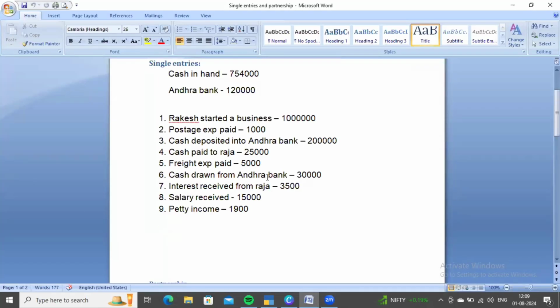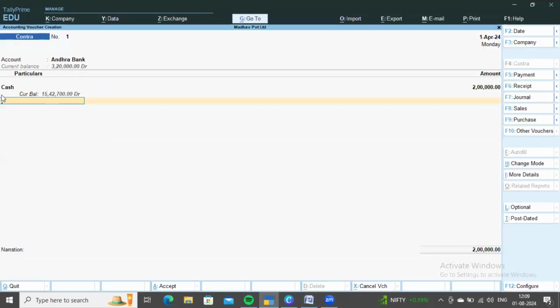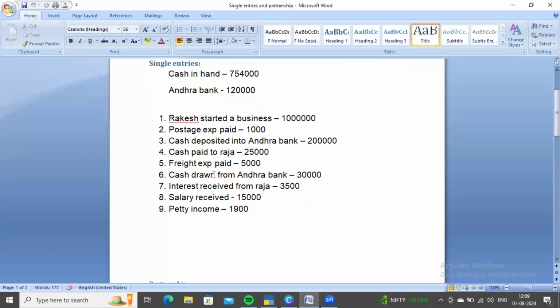Next, cash drawn from Andhra Bank. Here, this transaction is different from the previous transaction. In the previous transaction, we deposited cash in Andhra Bank. That's why we debited Andhra Bank account and credited cash account. But in this transaction, cash is withdrawn from Andhra Bank, so we need to debit cash account as cash is coming in and credit Andhra Bank account.